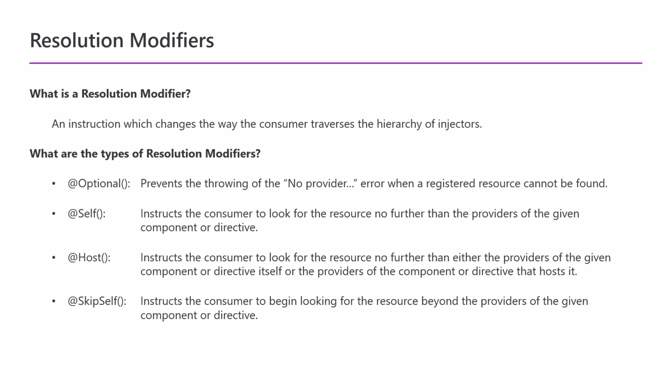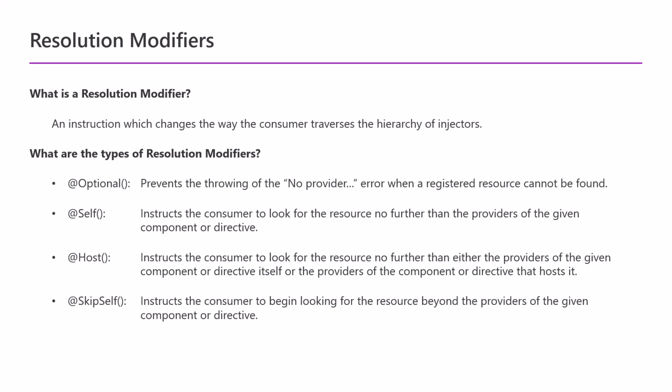There are 4 resolution modifiers, and each of these modifiers is an Angular decorator. We first have the optional modifier, which prevents the throwing of the no provider error that is thrown when a consumer traverses the hierarchy and reaches the null injector.